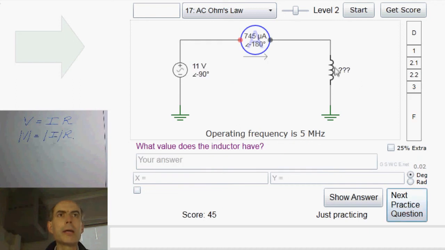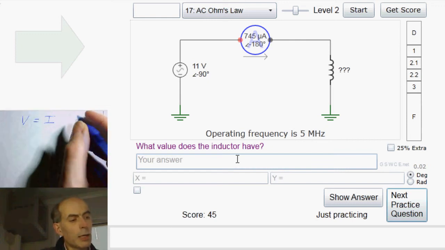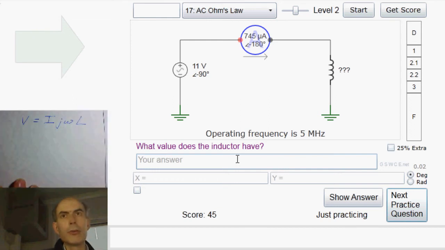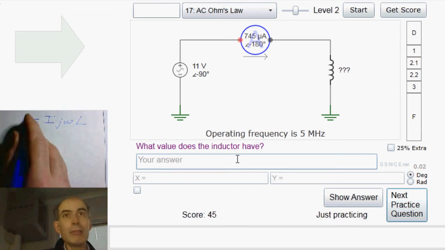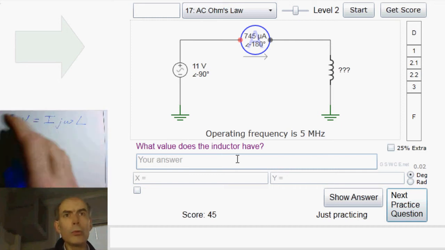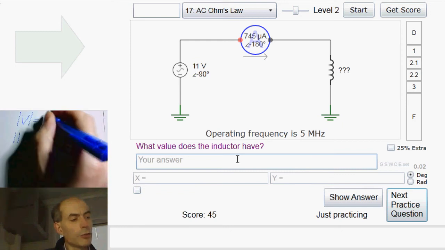Next. Here we have an inductor. Let's do this one. What value does the inductor have? Well, V equals I times the impedance, and the impedance of an inductor is j omega L. So we've got that equation now. We know what V is. It's 11 volts at minus 90 degrees. And again, since all I want to know is the value of the inductor, I'm just going to look at the magnitudes of things.